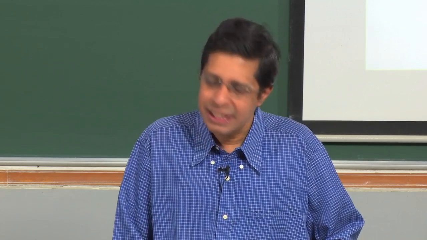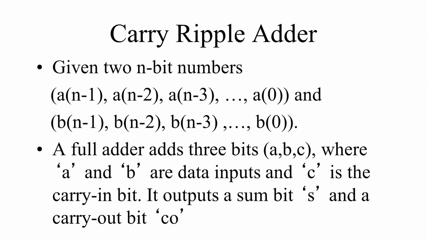Now what is addition? Addition is the simplest operation. I am giving you two n-bit numbers, a n minus 1 to a 0, and another number b n minus 1 to b 0, and now we want to construct an addition circuit for this. First, we will construct a carry ripple adder.